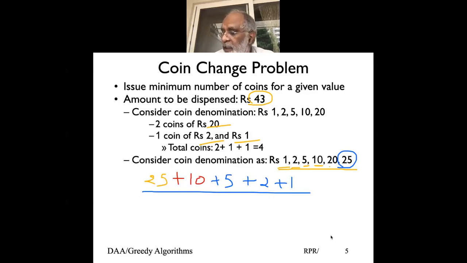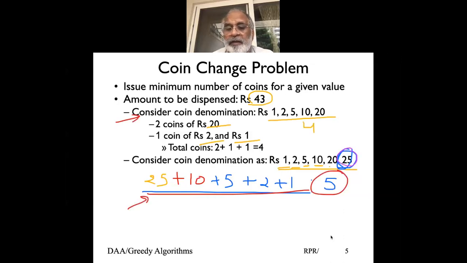If I didn't have the denomination of 25 rupees, if I had only these denominations 1, 2, 5, 10 and 20, then I was done with 4 coins. But the moment I got another coin of 25 rupees, my number of coins became 5. That means I ended up giving more coins. My greedy approach worked in the first case. The approach did not work in the second case.